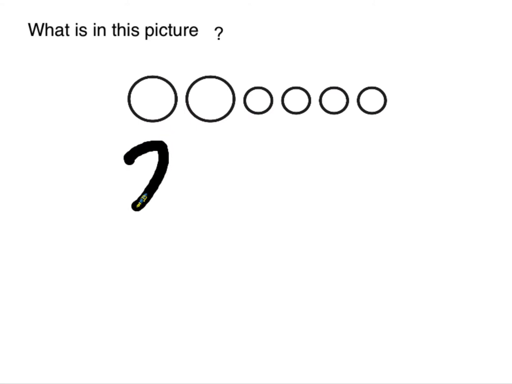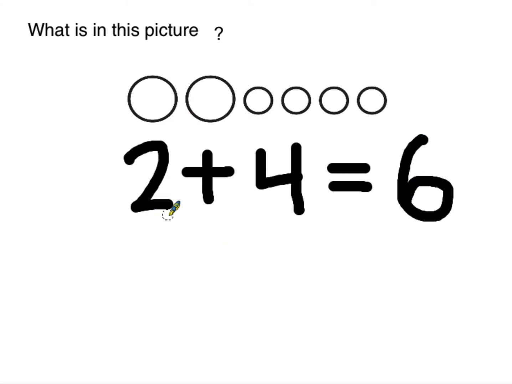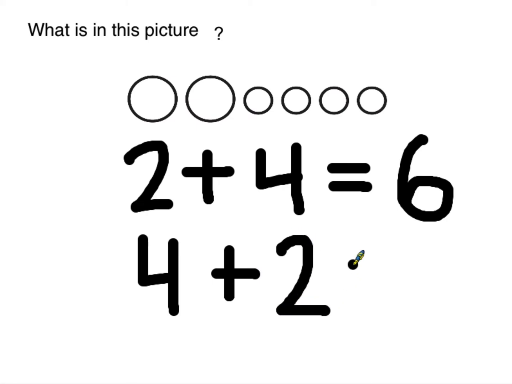We have 2 big circles and 4 little circles, which makes 6 circles altogether. Or remember, we could switch these two numbers around. We can start with the little circles, 4 little circles, and 2 big circles. Still have 6 circles altogether.